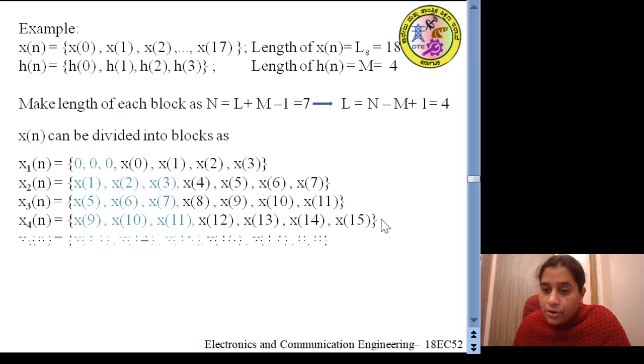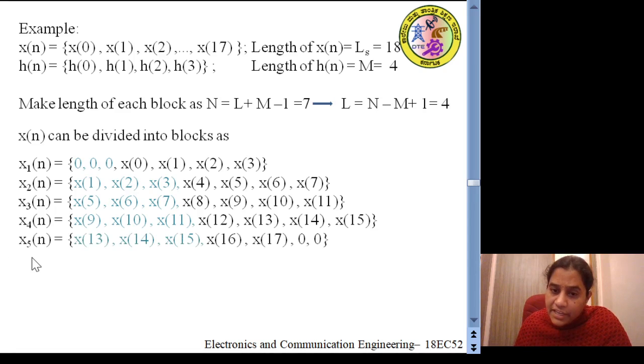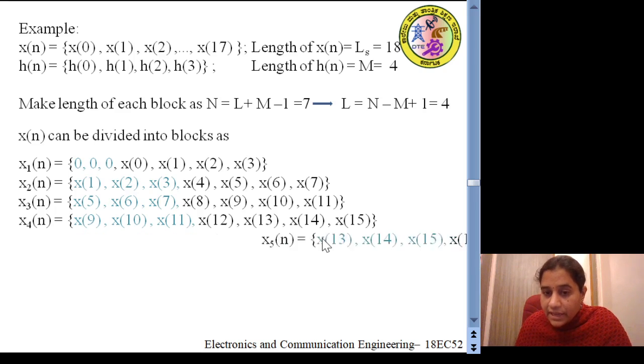So we have to do this for our next block also. See, x13, x14 and x15 we have taken, but the length of this is 18. So this is still x of 16 and x of 17, but we have to make the length of each block as 7. This makes only 5. So we have to append 2 more zeros here.